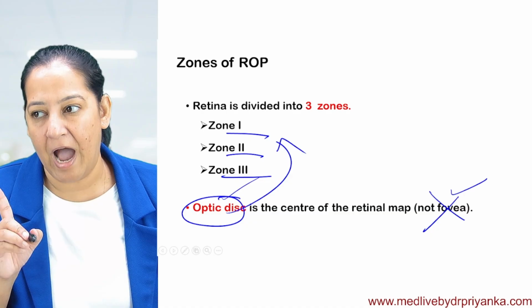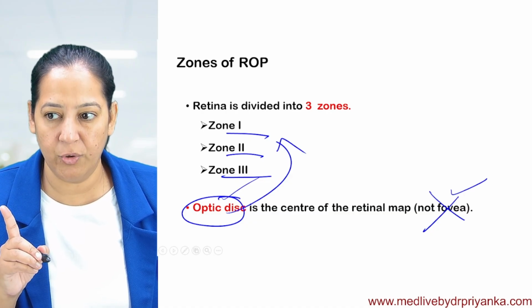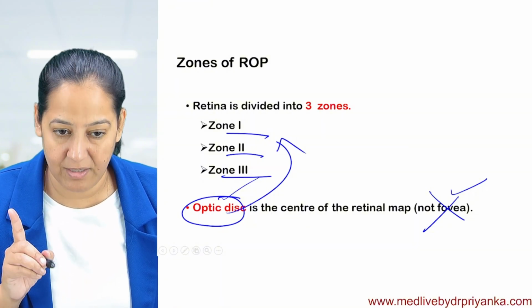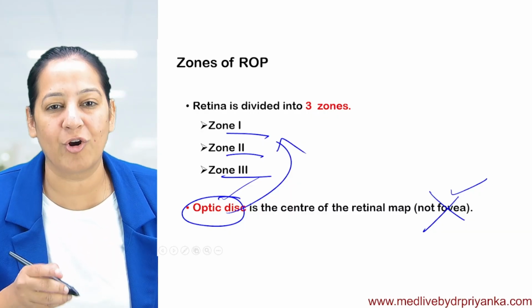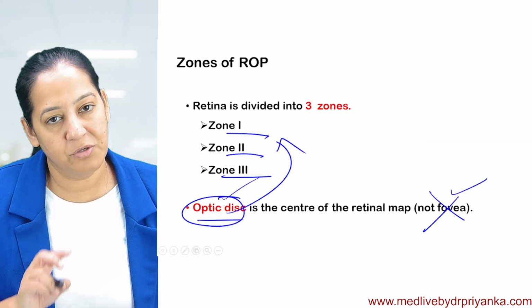I taught you hypertensive retinopathy. Yes or no? In hypertensive retinopathy, I taught you clinically significant macular edema or macular and all these. So I taught you there the center as a fovea. Here in ROP, for zoning of ROP, we take optic disc as the center. Okay. So zone 1, 2, 3.